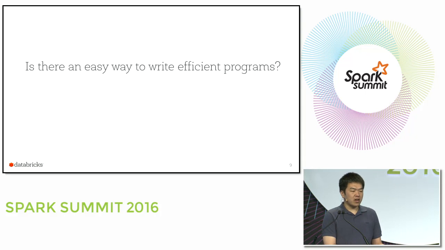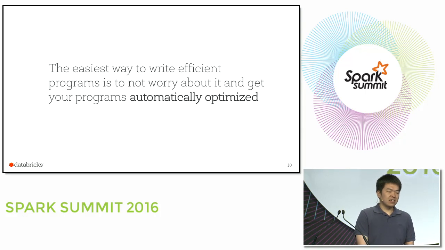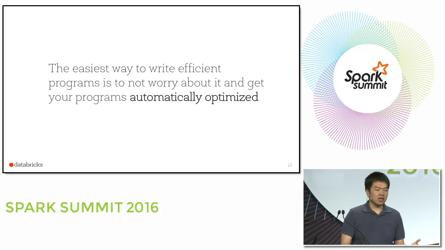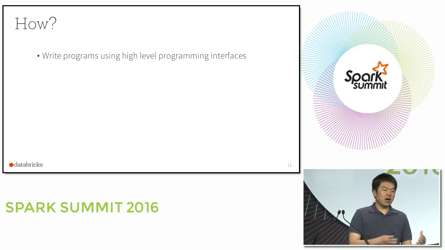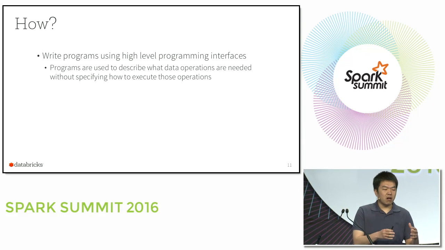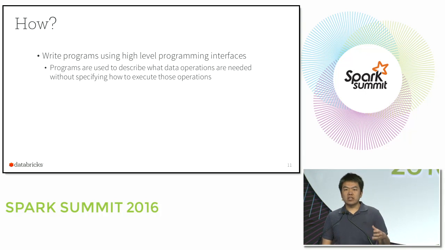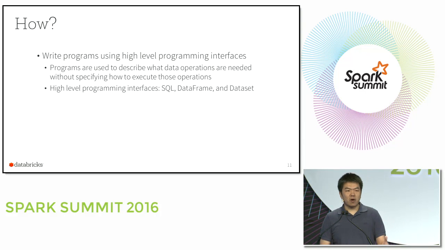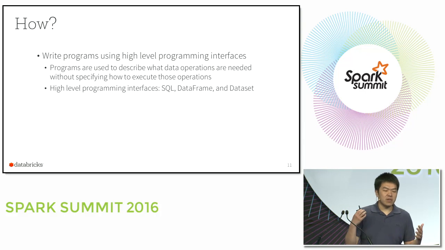So is there an easy way to write efficient programs? The answer is actually yes. The easiest way to write efficient programs is to not worry about it, and just get your program automatically optimized. So how do we do that? First, you need to write a program using a high-level programming interface, which means the program only describes what data operations are needed without specifying how to execute them. Fortunately, in Spark, you have SQL, you have DataFrame, and you have Dataset.